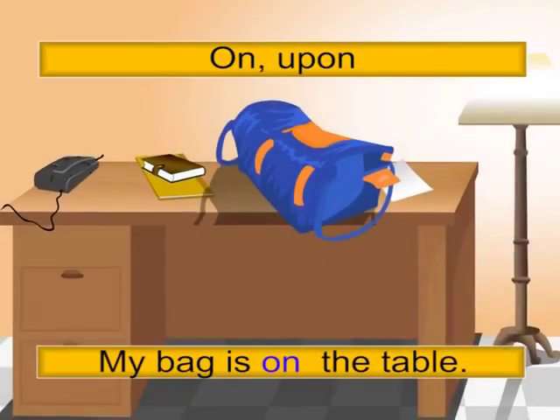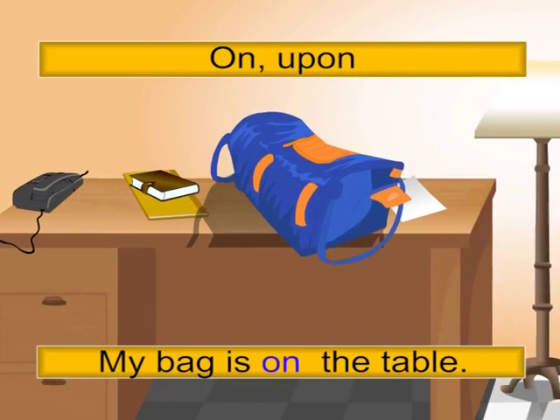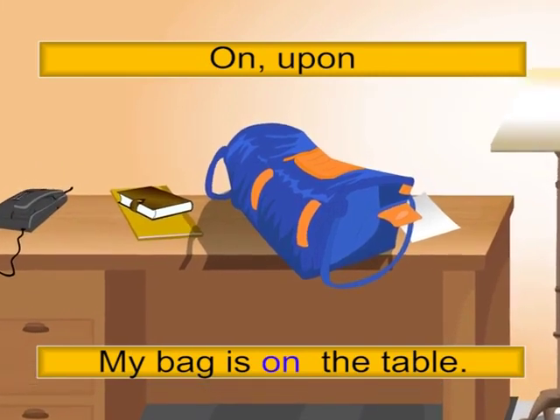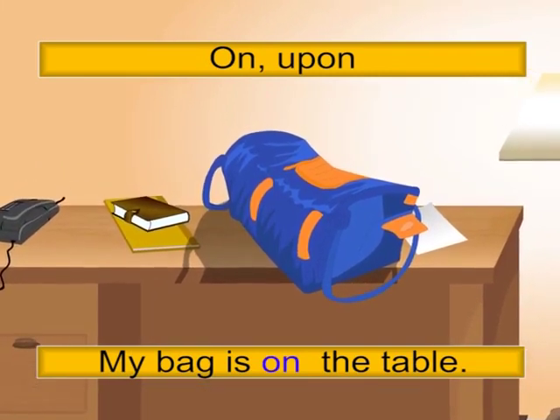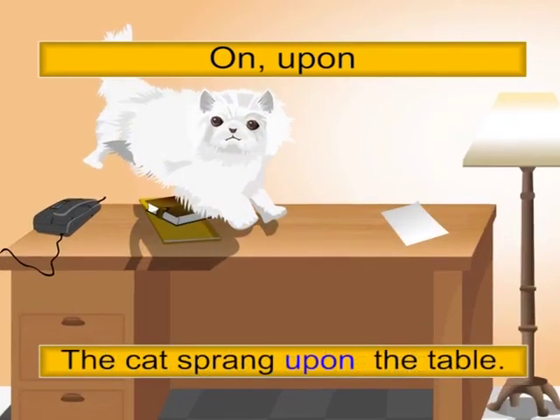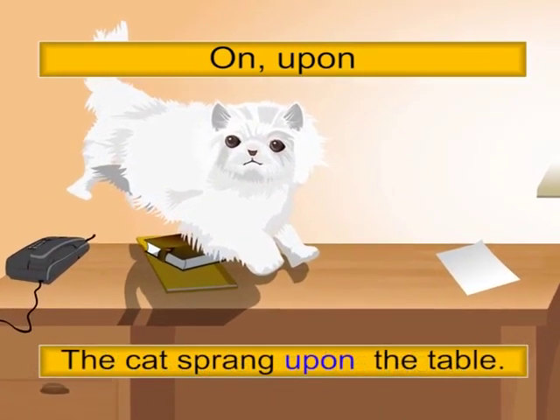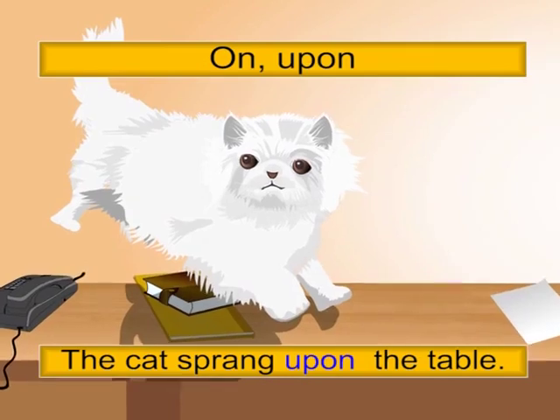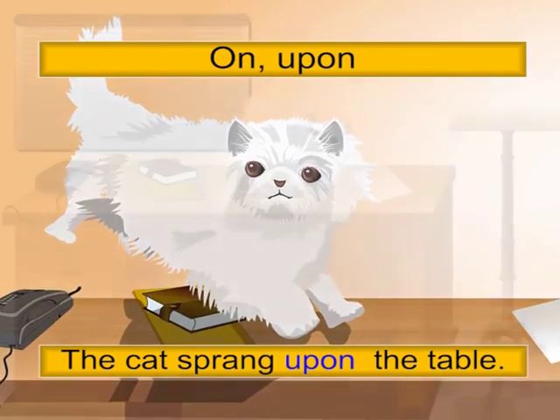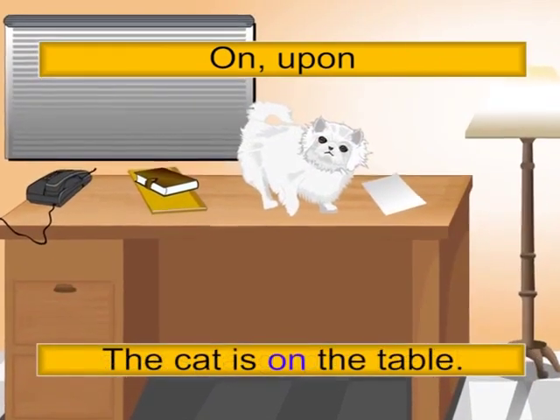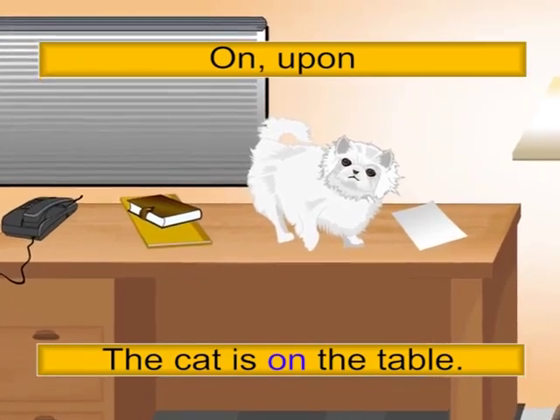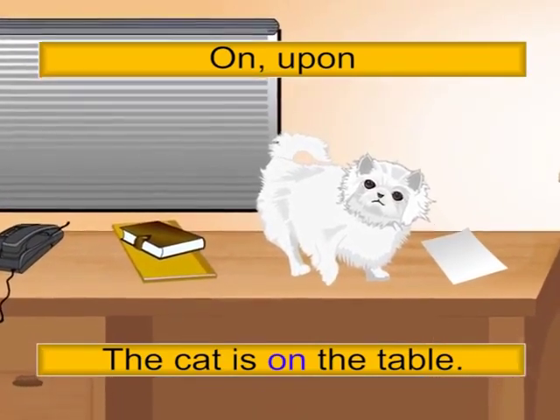My bag is on the table. It shows that the bag is at rest on the table. The cat sprang upon the table. It shows that the cat is in motion. If the cat is just sitting, then we will write the cat is on the table.